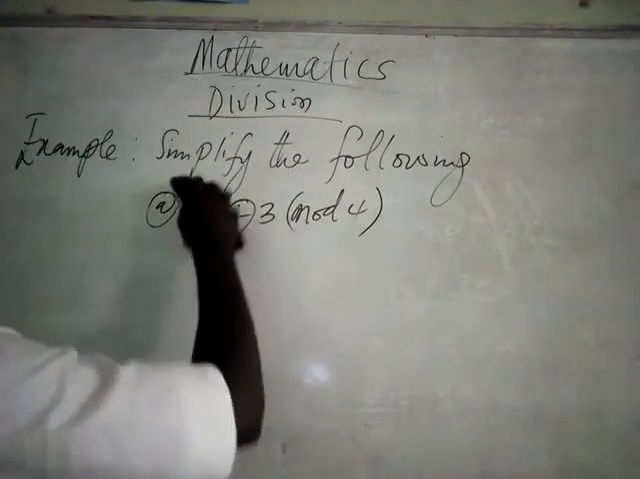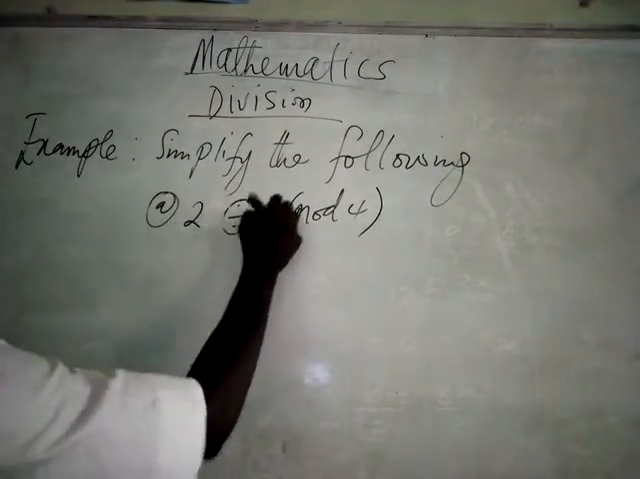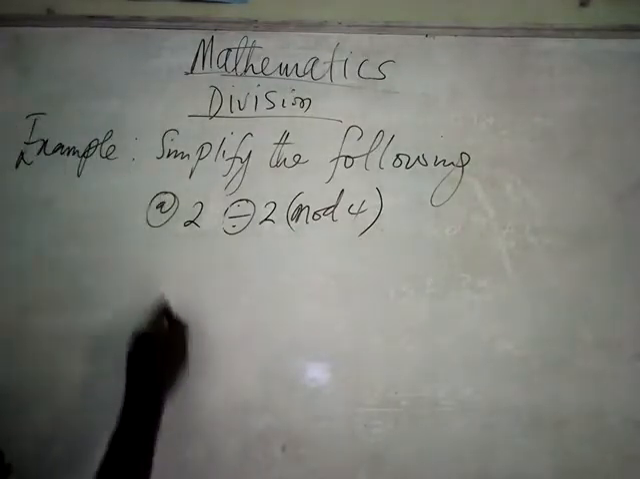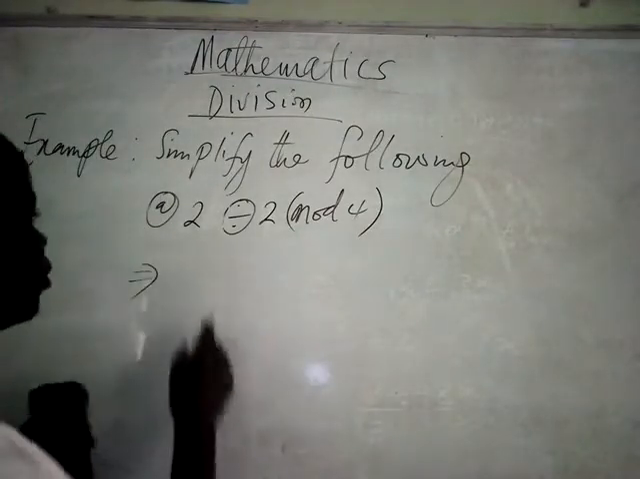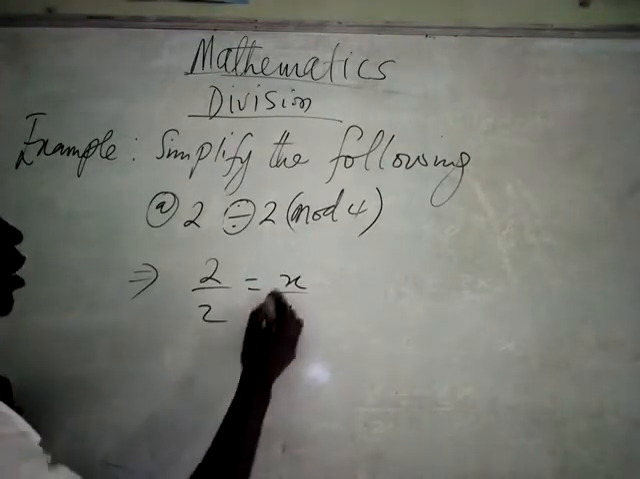We're asked to find 2 divided by 2 in mod 4. Let me solve it the way I solved the earlier one. The problem is written as 2 all over 2, and let's say it is equal to x, all over 1. Cross multiply.